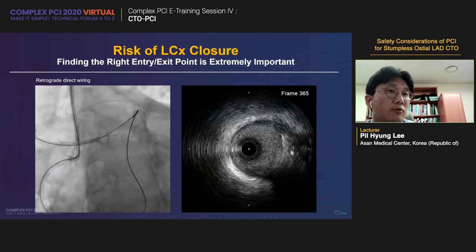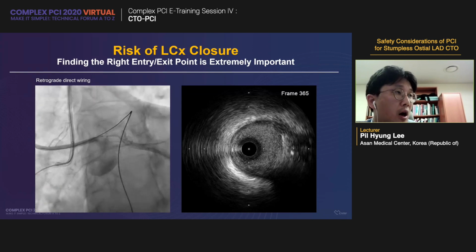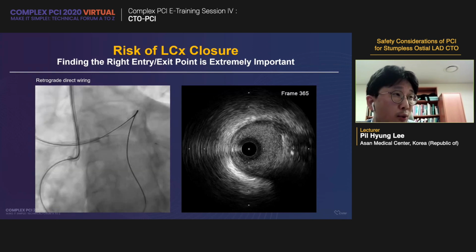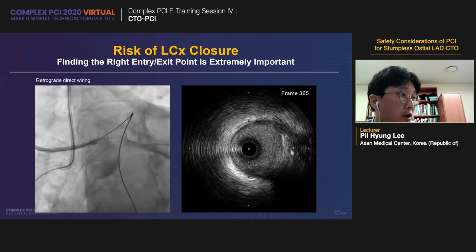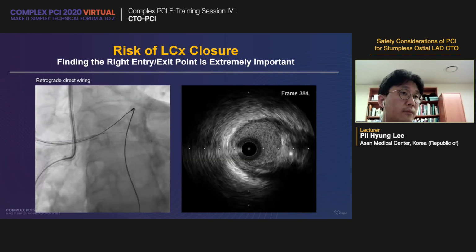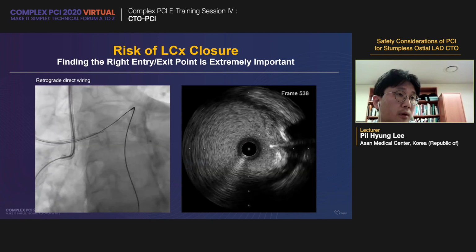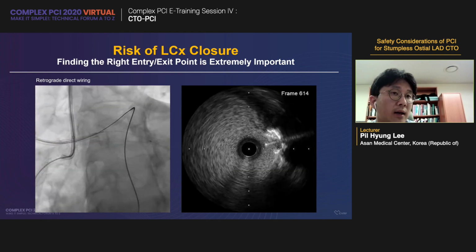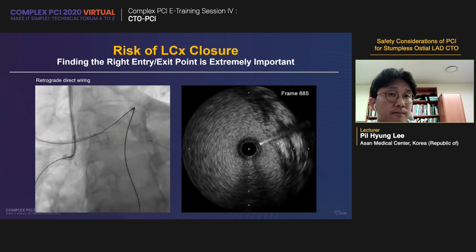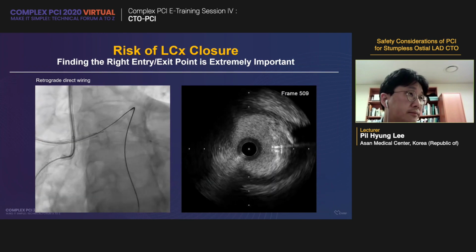In this case, because integrated wiring was not possible, the operator performed retrograde direct wiring. However, you can appreciate that the guide wire location is outside the contrast-filled lumen. And by IVUS, you can see the intraplaque course of the guide wire. So the operator relocated the guide wire, guided by the IVUS again, but the circ may have been gone if he had stented with the first guide wire.